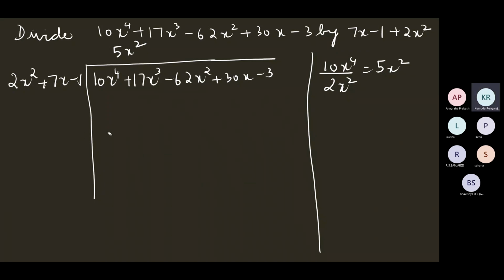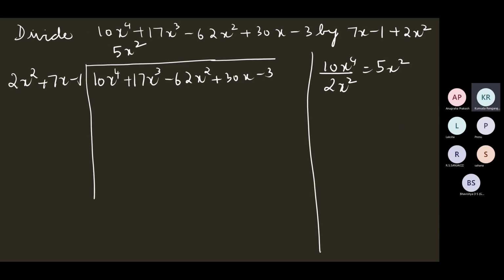Now you'll have to multiply this 5x squared with 2x squared, 5x squared with 7x, 5x squared with minus 1. Multiply the first term of the quotient with every term of the divisor.